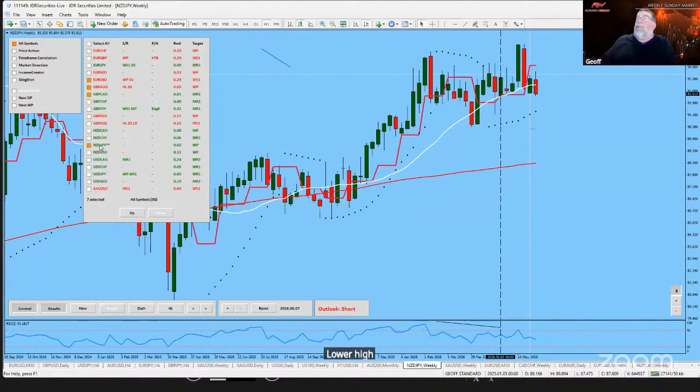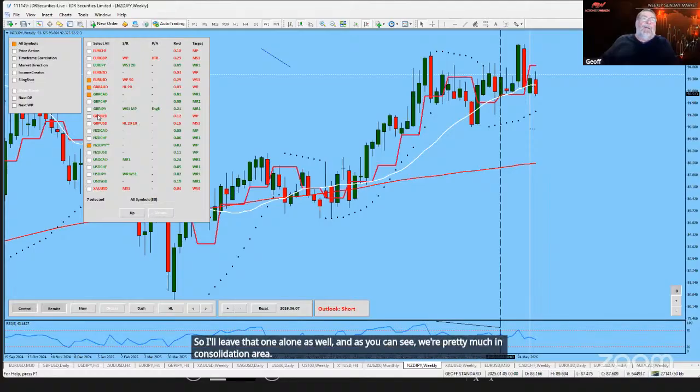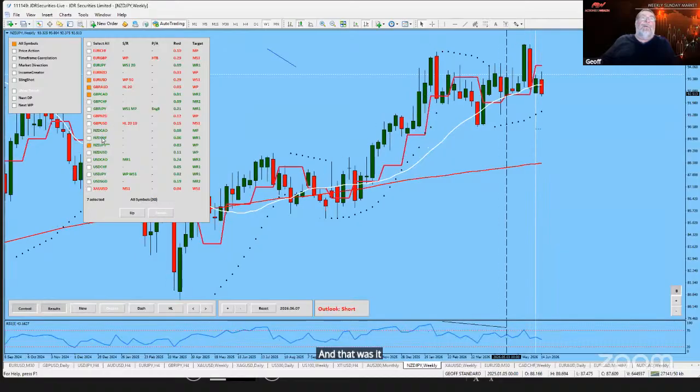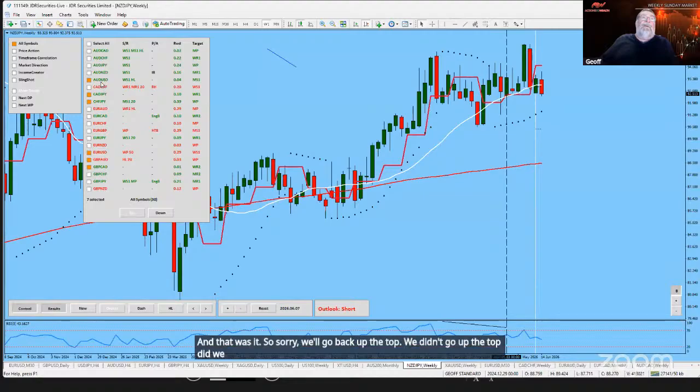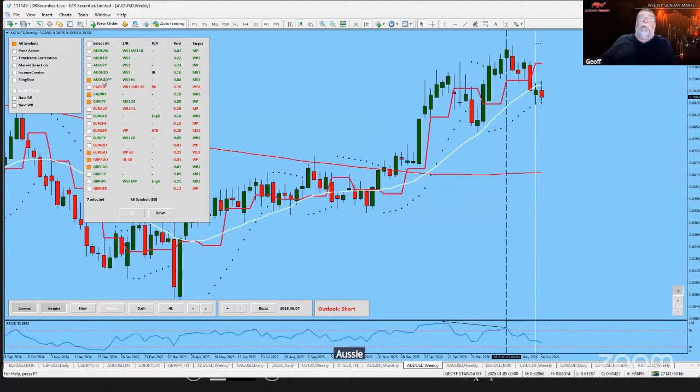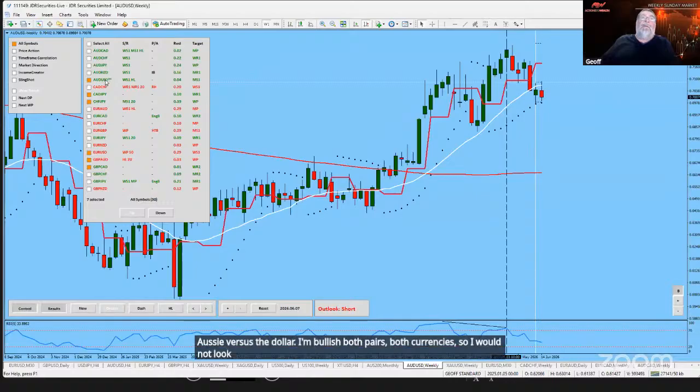Next one, Kiwi versus the yen. Kiwi, I'm not sure about. The yen is potential, but not proven. So I'll leave that one alone as well. And as you can see, we're pretty much in the consolidation area. And that was it. So, oh, sorry, we'll go back up the top. We didn't go up the top, did we? Aussie versus the dollar. I'm bullish both pairs, both currencies, so I would not look to trade that.